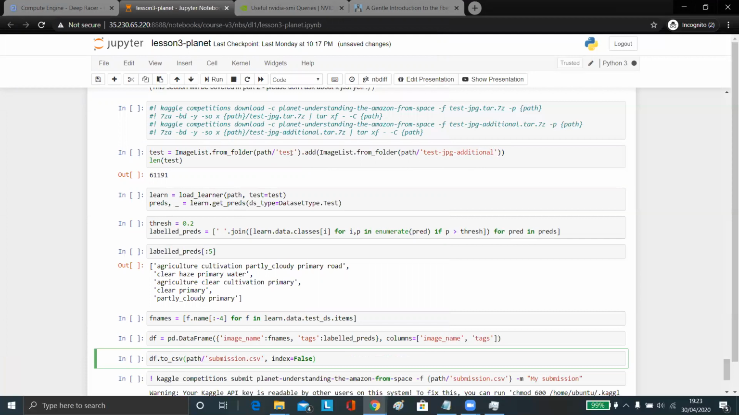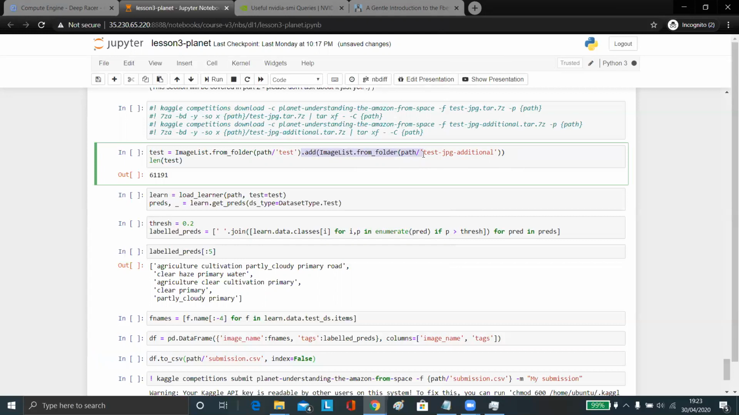So we're going to have an image list from folder. So it's adding two of them together. They must have had two folders. I don't think we need the add. Any objections to me chopping this bit off? Nope. No, we'll just go for that. So we're going to have a different one.